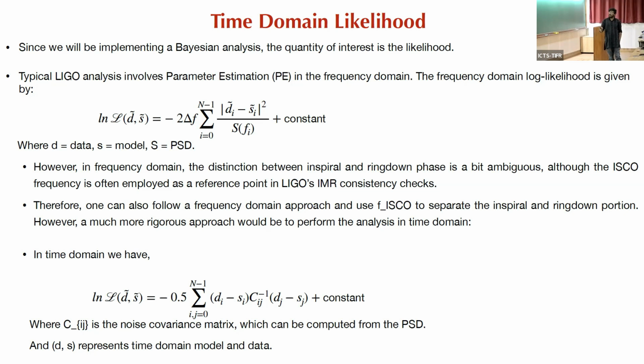And the frequency domain likelihood is of this form. Here d_i is the Fourier domain data, s is the Fourier domain signal, and S is the power spectral density, which is an estimate of the noise. So if you have data and model and some estimate of the noise, you can of course put this likelihood in a sampler, and that will give you the posterior distributions. But in frequency domain, the distinction between inspiral and ringdown phase is a bit ambiguous.